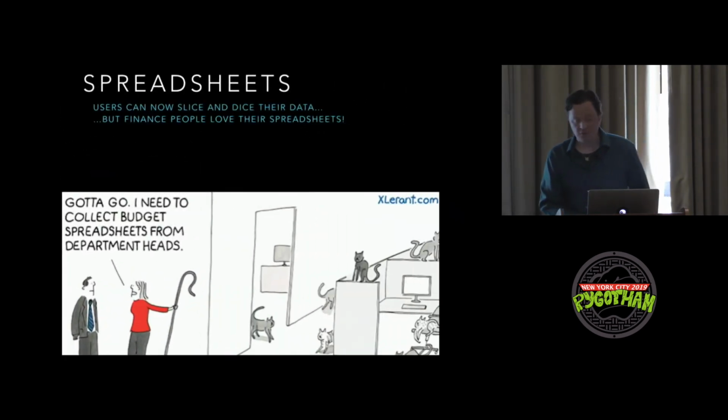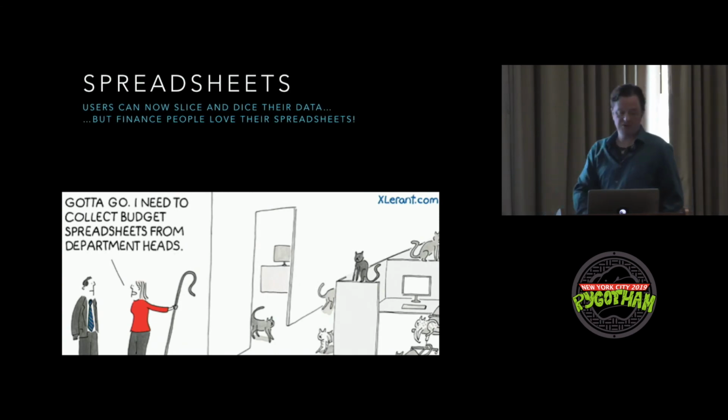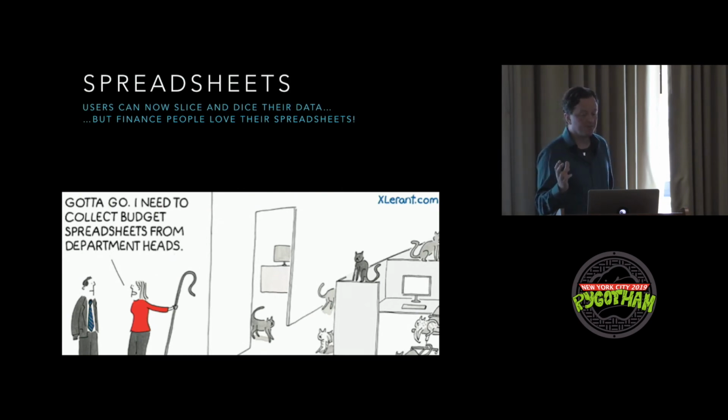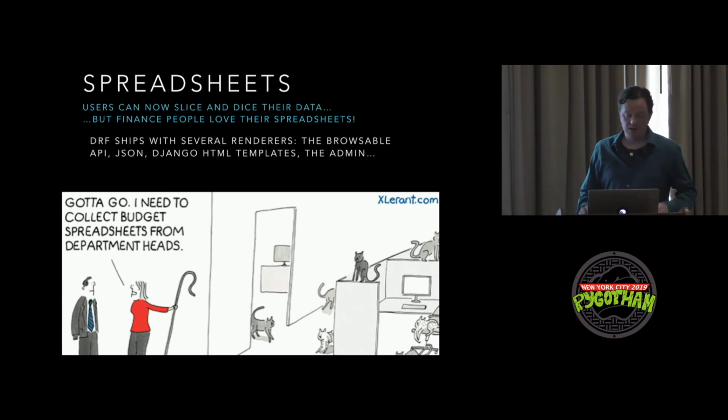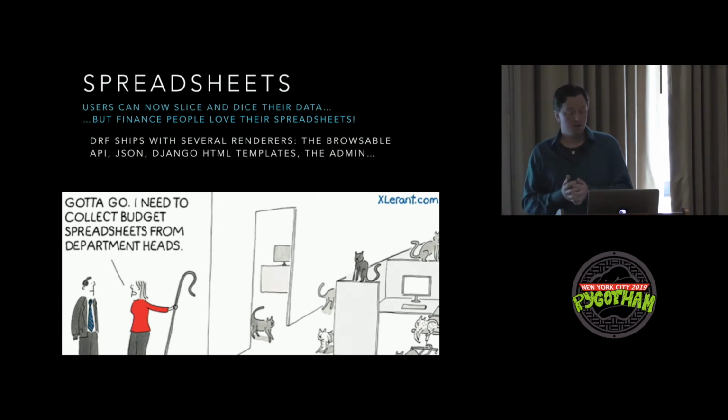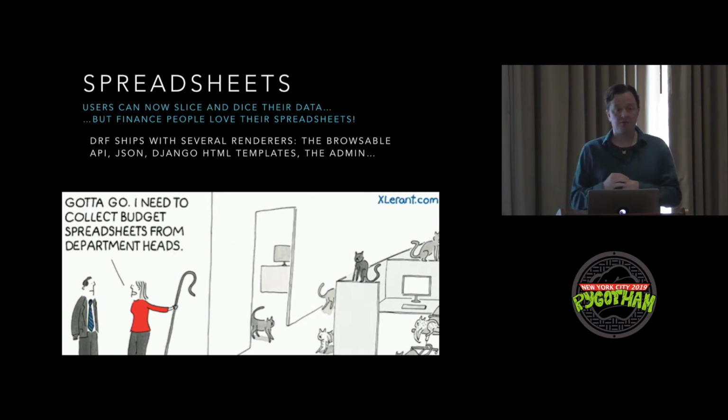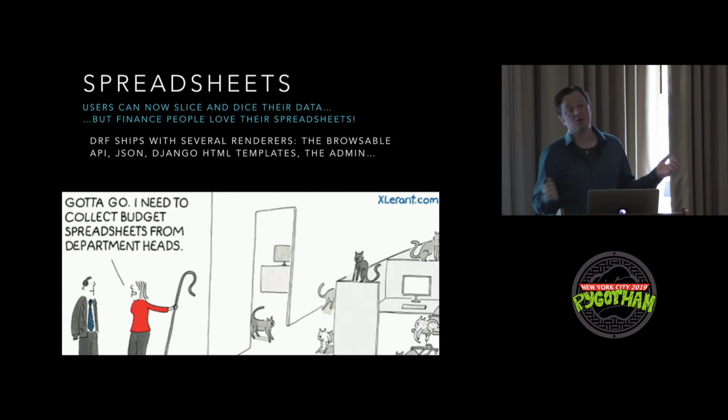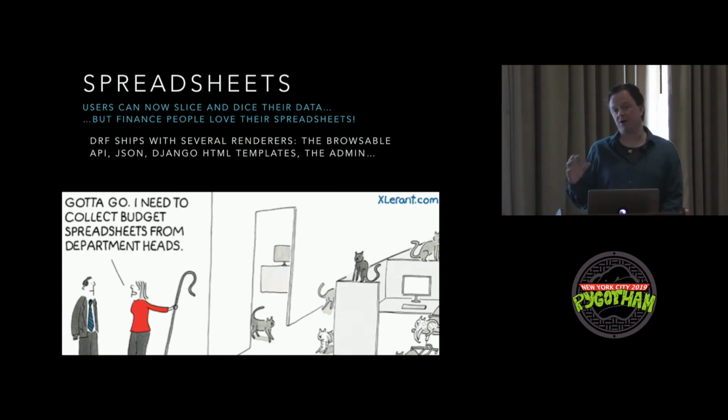So, back to the finance folks and their unhealthy love of spreadsheets. We've now got a way where users can slice and dice their data, but how do they get that into the spreadsheet? What we looked at was that Django REST Framework ships with several renderers. People have probably seen the browsable API renderer that you can surf through. JSON, of course, is the most popular for getting the actual data from a RESTful endpoint. You can also pipe it into Django HTML templates. There are rendering layers for the admin.